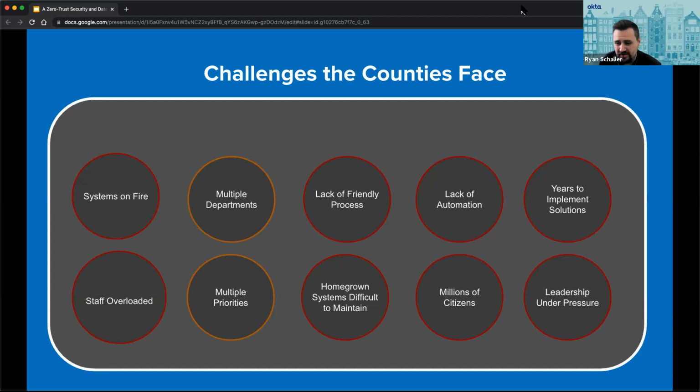So a lot of these counties weren't ready for this change. It onset rapidly, to the point where all of a sudden I had to turn everything on, and that kind of goes back to overloaded systems and overloaded staff. But realistically, this is just the expectation.